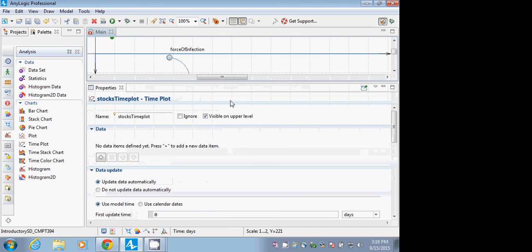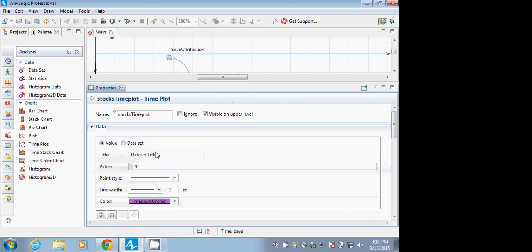Now, I'd like you to start figuring things out. Take a look at this time plot. What do you think I need to do here to get it to display what I'd like it to show? I want it to show values of each stock. Just look at this interface. Add data items. Yeah, we're going to add several data items, one for each stock.